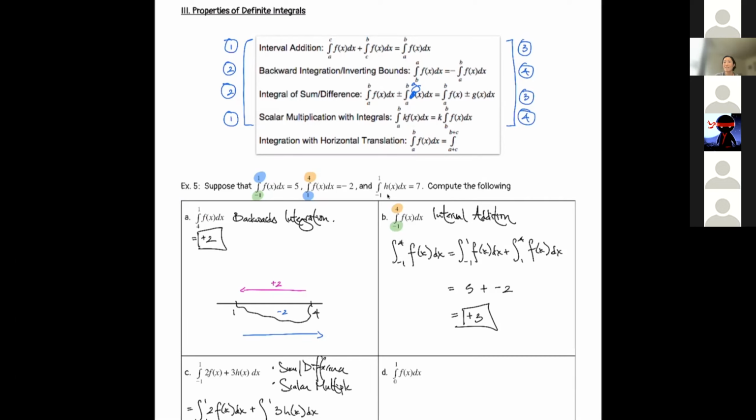This is actually not the horizontal translation one. So I think that's a good guess. It's actually not the interval addition either, also a good guess. It's not backwards integration. Now we're just reading off the list. Yes, no. Okay.